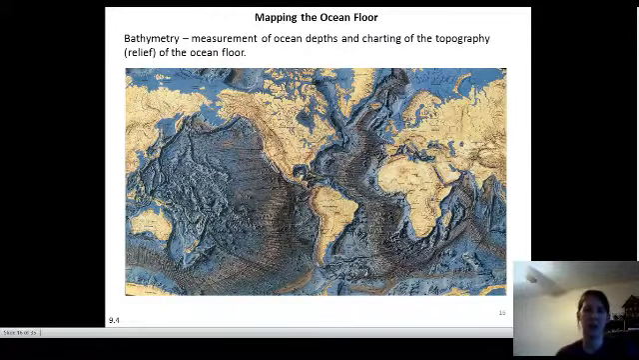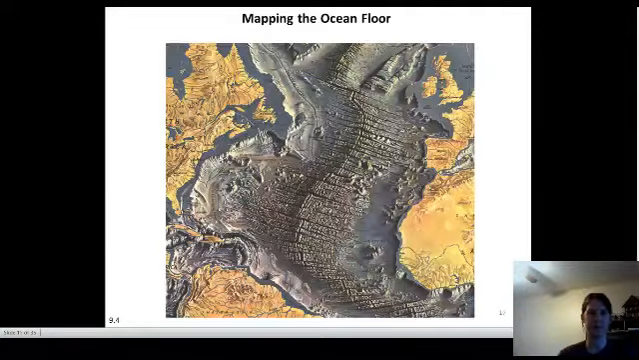We're going to look a bit at mapping the ocean floor. So bathymetry is the act of measuring the ocean depths and charting the topography of the ocean floor. So these are just some examples of some bathymetric maps and figures.